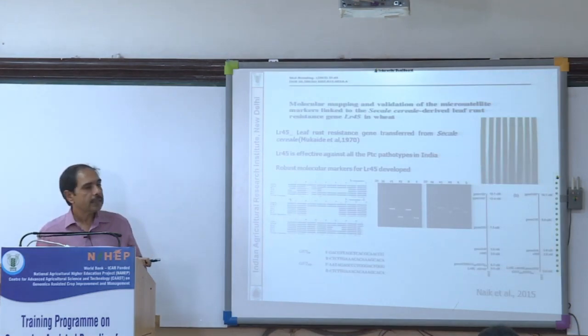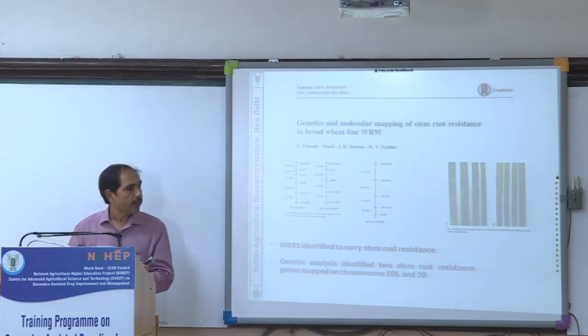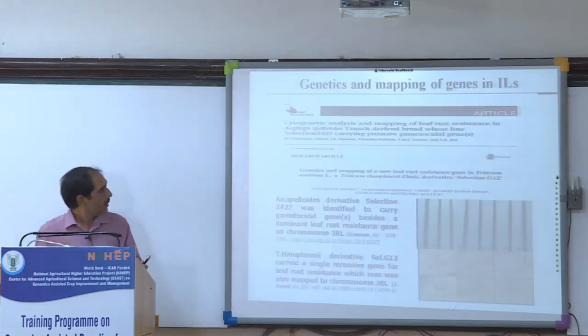As I said, this is a gene from sickle cereal, and we developed very robust markers, which we are using in our own program. And then we identified some genes for stem rust resistance, and we have mapped them and have markers. Of course, these are not very close markers, so we have to identify closely linked markers here. And then again, from Aegilops speltoides also we transferred several genes.